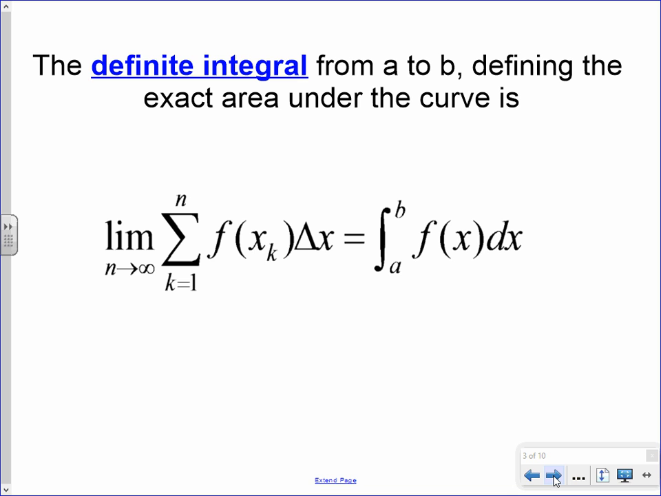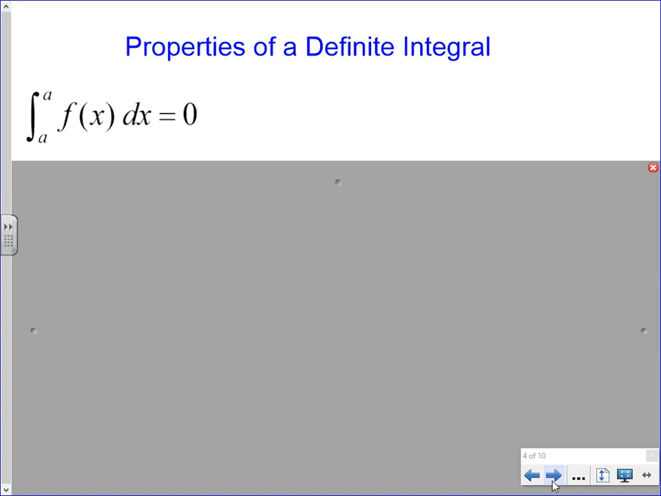Now, I want to go ahead and talk about some properties with these definite integrals and what they mean as far as our area. Then we'll get into how to do this. So the first property is this. If we take the integral from A to A, that is representing the area from A to A. If our end point is the same as our beginning point, there is no area that we are finding.